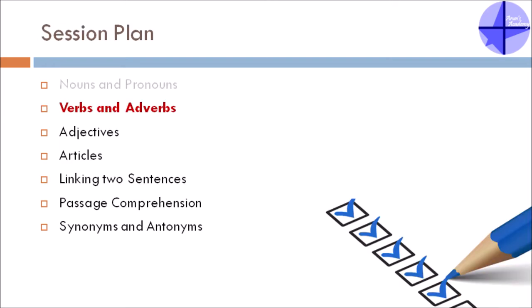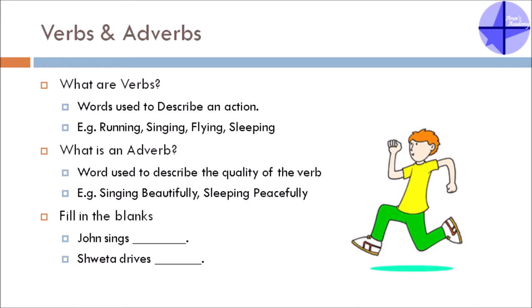All right. Next, let's move on to the second part, which is verbs and adverbs. Let's quickly figure out what are verbs and adverbs. What are verbs? What do you think is a verb? A word that is used to describe an action is called a verb. So any word that talks about a doing word, we call verbs the doing words, D-O-I-N-G, doing words. Basically, words that are talking about actions.